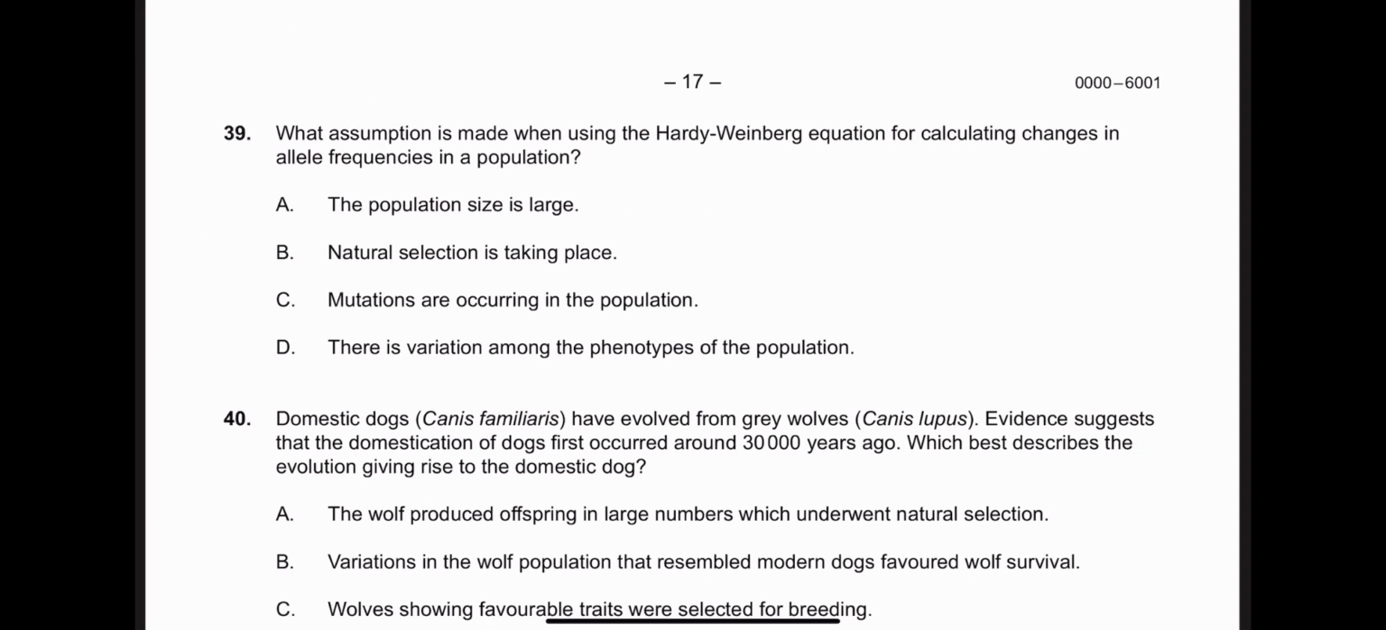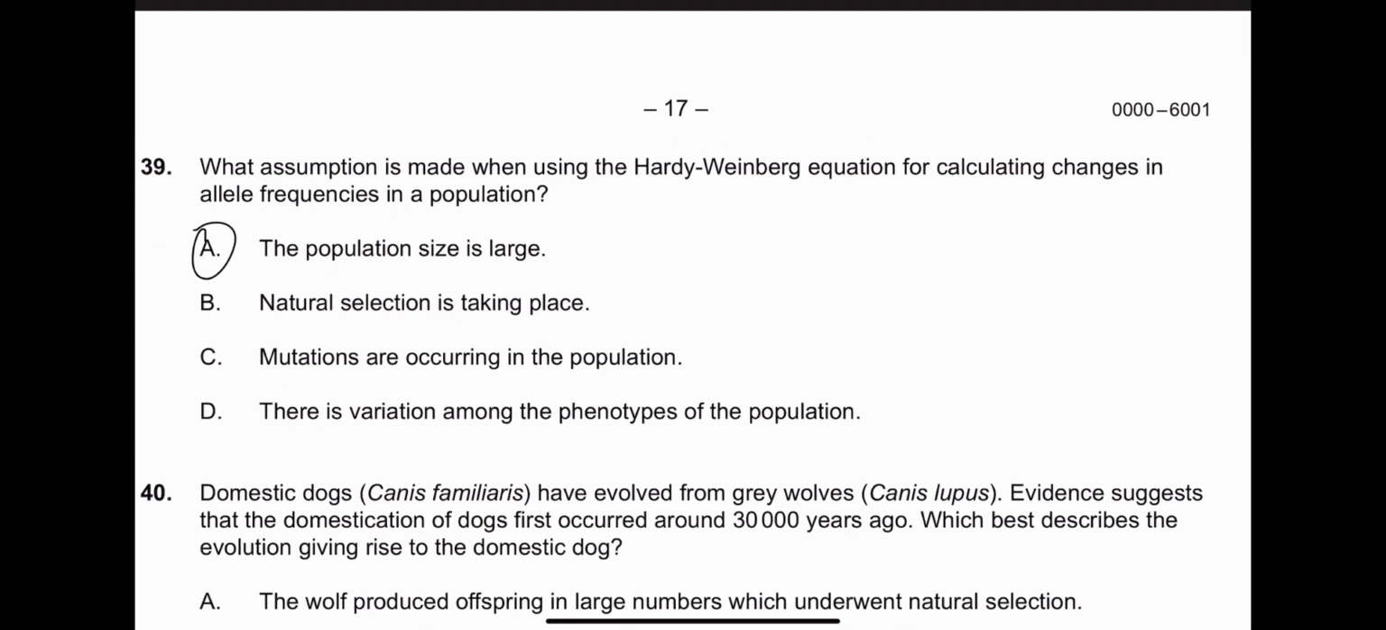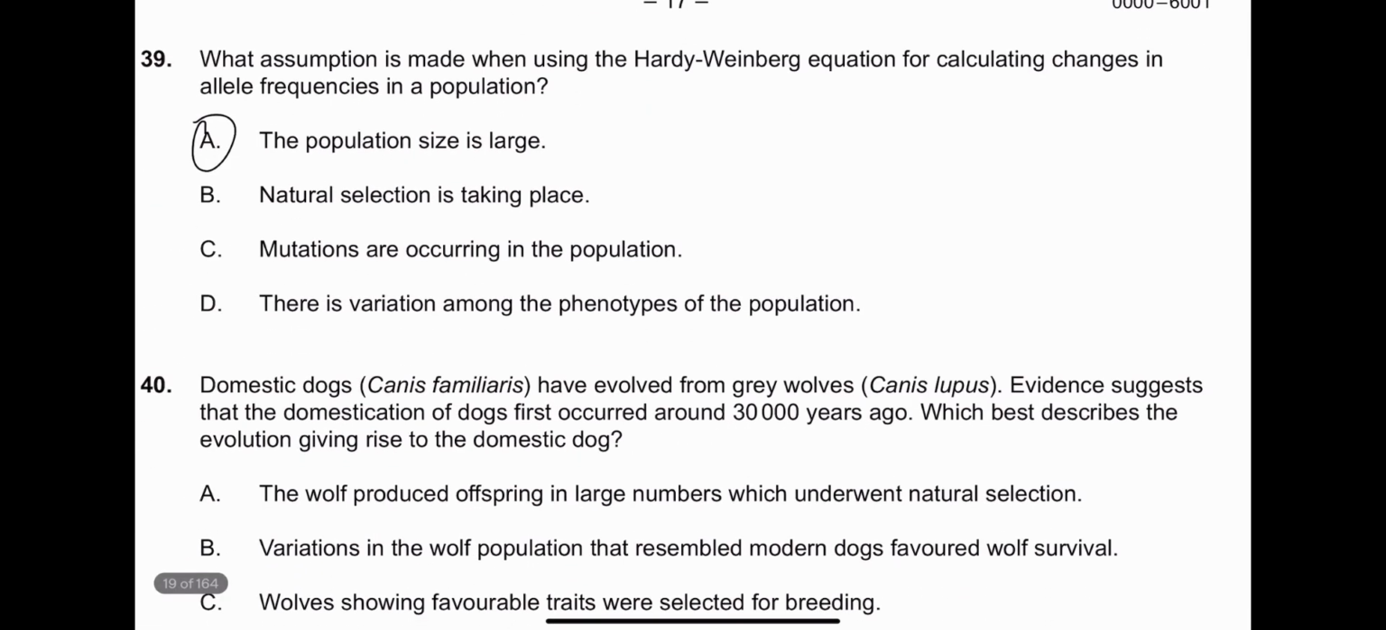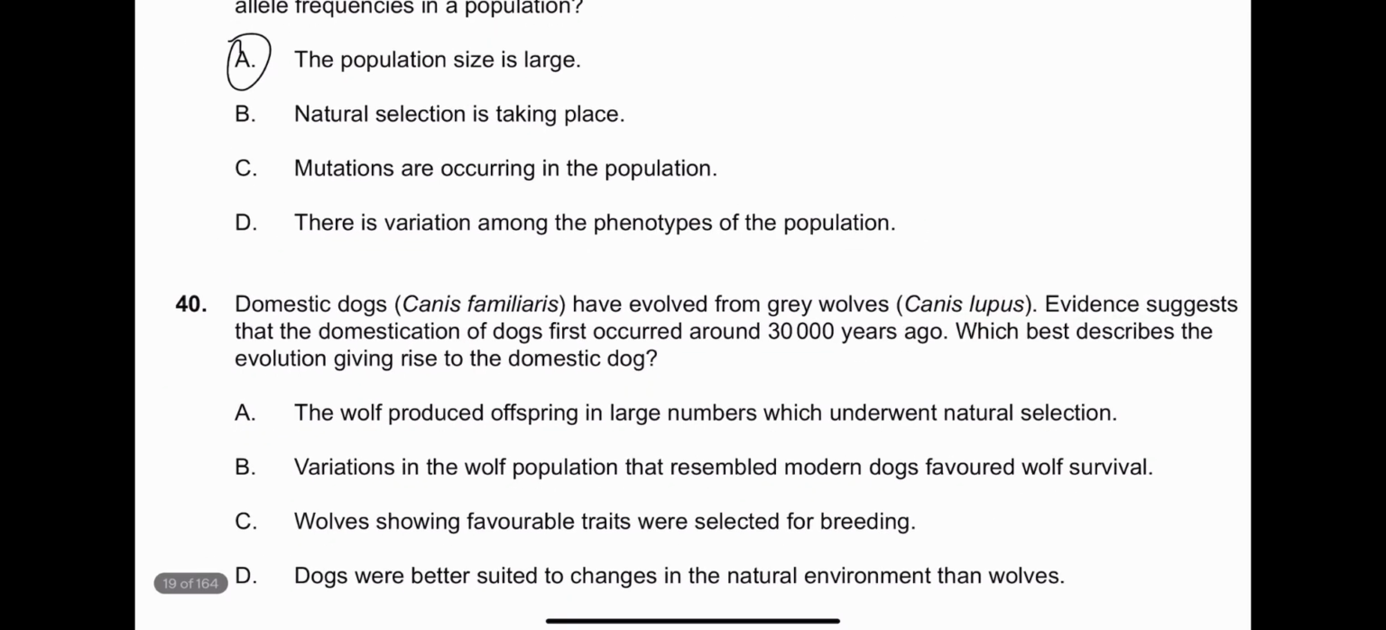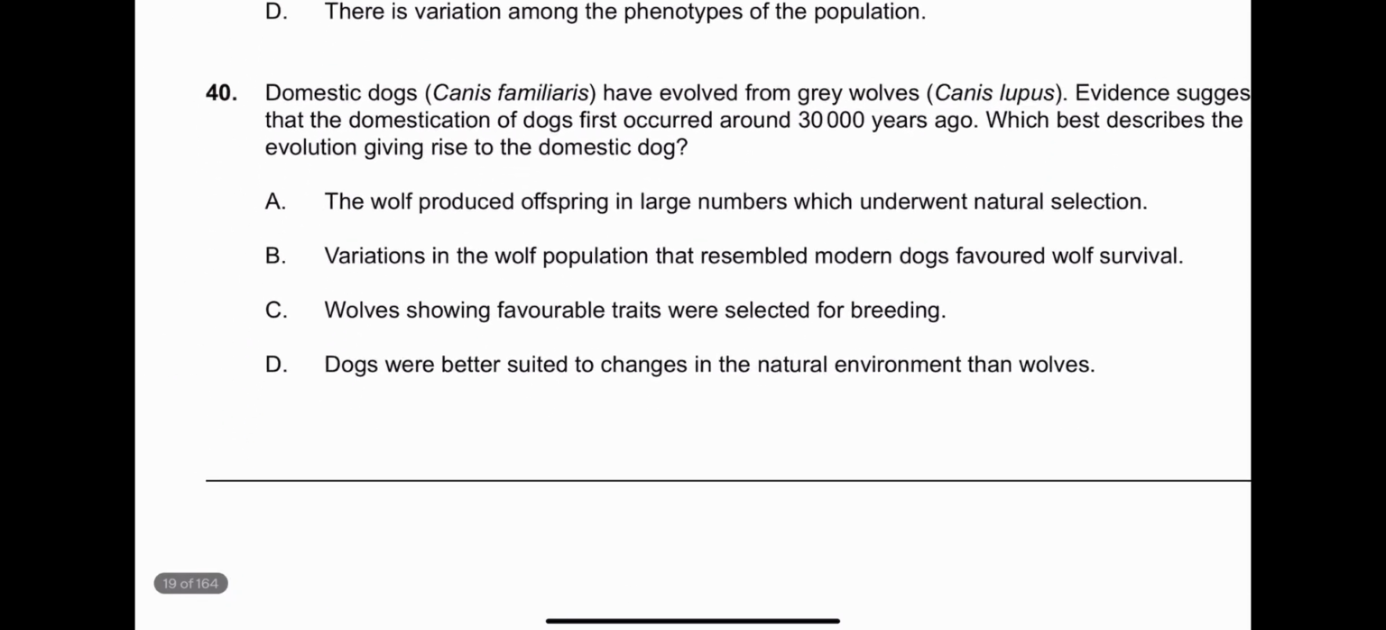What assumption is made when using the Hardy-Weinberg equation for calculating changes in allele frequencies in a population? Yeah, so Hardy-Weinberg, the main thing that you should know is that when we use it, we know the population size is going to be very large. We have to assume it, because we're doing it in population, right? If we're looking at allele frequencies, the population size has to be large, otherwise it's not possible to really apply the Hardy-Weinberg equation. The other options, to be honest, you should just know that the answer is A.